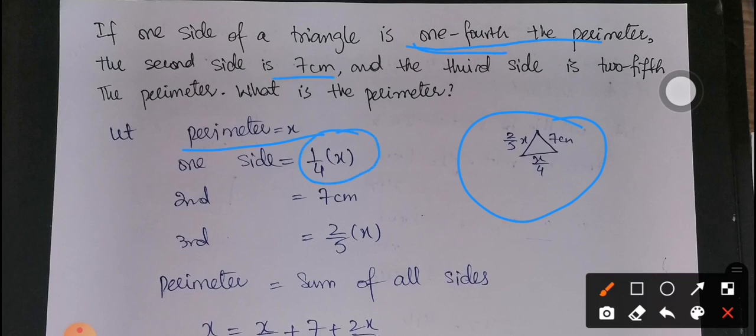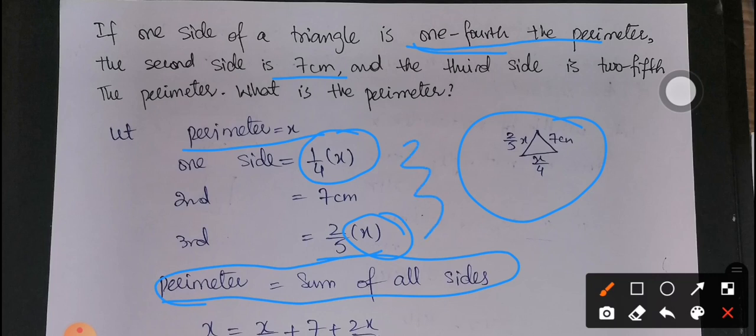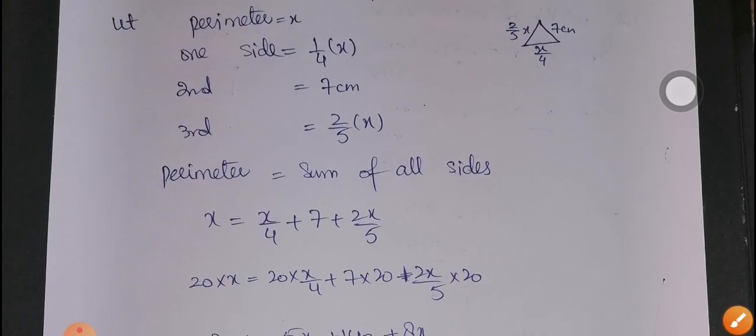The second one is 7 centimeters. It is a well-defined value given to you, so there is no role of the perimeter, or no relationship with the perimeter. The third side is 2/5 the perimeter. 2/5 means 2/5 of the perimeter, meaning we are going to multiply the perimeter with it. Now we know that the perimeter is the sum of all sides, so we are just going to add the sides to get the perimeter. So x is equal to x by 4 plus 7 plus 2x by 5.